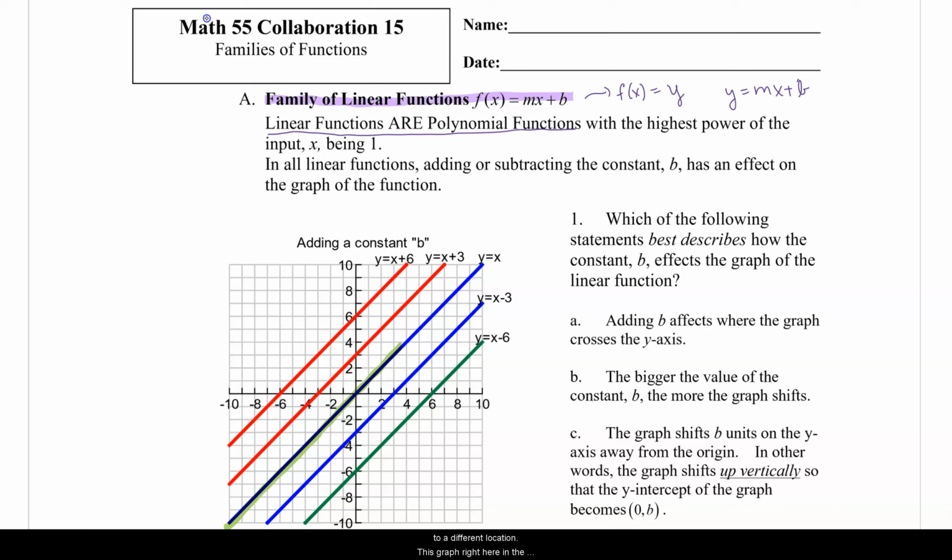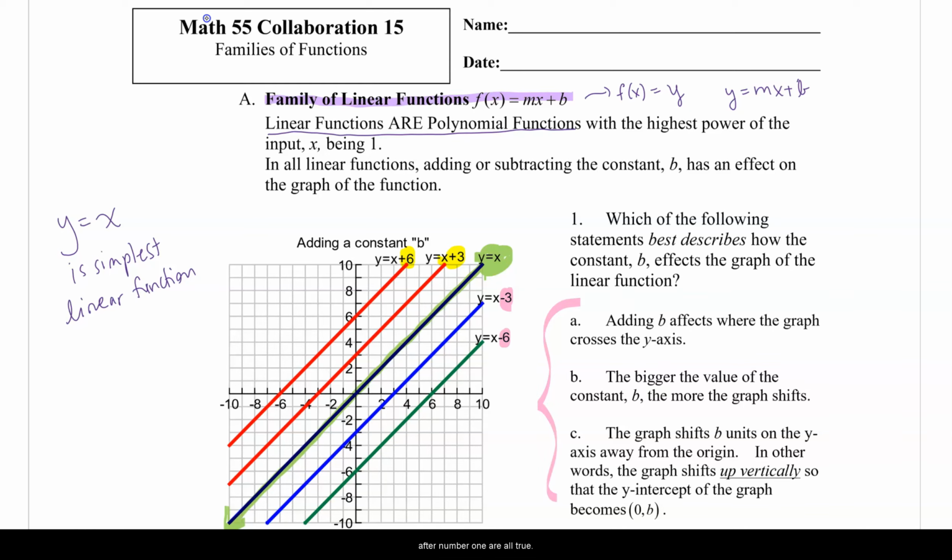This graph right here in the middle is our line y equals x. This is the simplest linear function we can have. Notice what happens in the graph if we add a value or if we subtract a value. The three statements here after number 1 are all true, but my question is, what best describes how adding a constant changes the graph? Let's break them down.